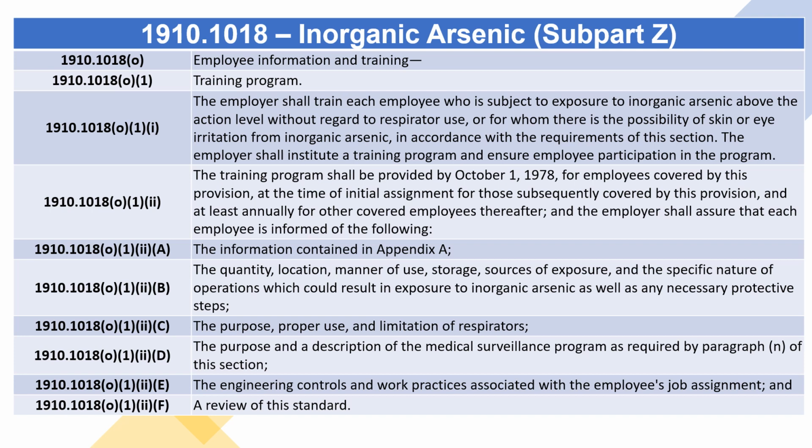1910.1018 O1 2. The training program shall be provided by October 1, 1978, for employees covered by this provision at the time, at the time of initial assignment for those subsequently covered by this provision, and at least annually for other covered employees thereafter, and the employer shall assure that each employee is informed of the following. 1910.1018 O1 2 A through F: The information contained in Appendix A. The quantity, location, manner of use, storage, sources of exposure, and the specific nature of operations which could result in exposure to inorganic arsenic, as well as any necessary protective steps, the purpose, proper use, and limitation of respirators, the purpose and a description of the medical surveillance program as required by paragraph N of this section, the engineering controls and work practices associated with the employee's job assignment, and a review of this standard.